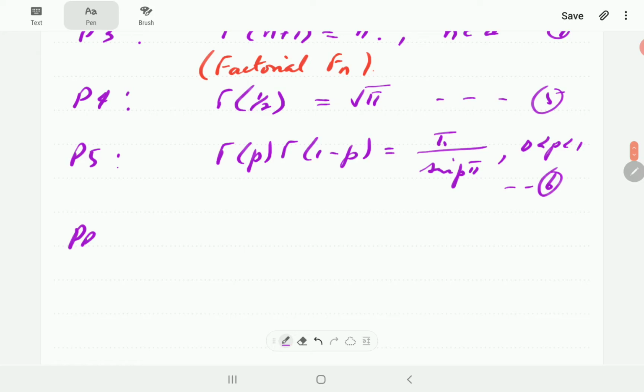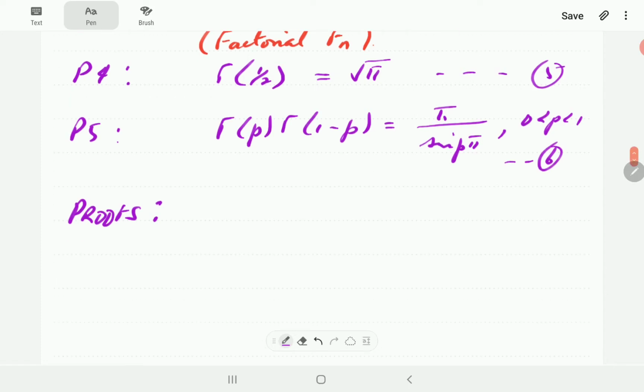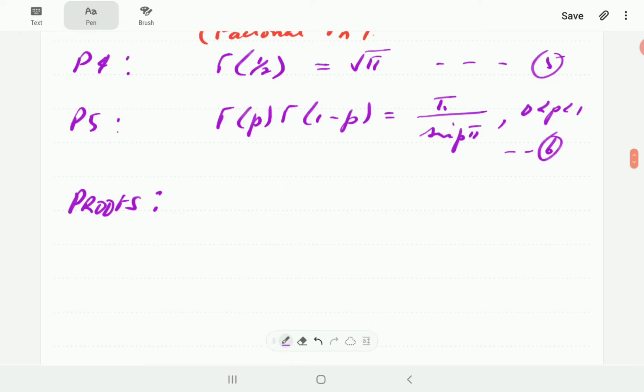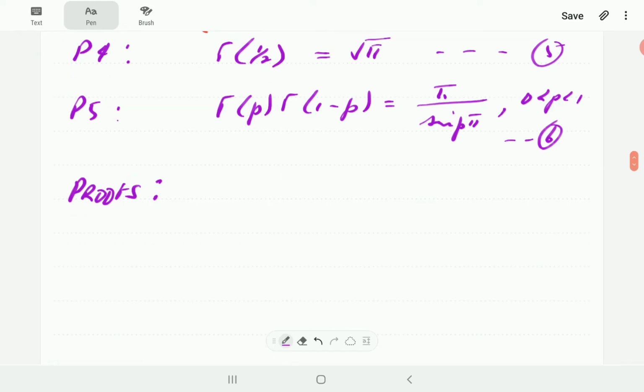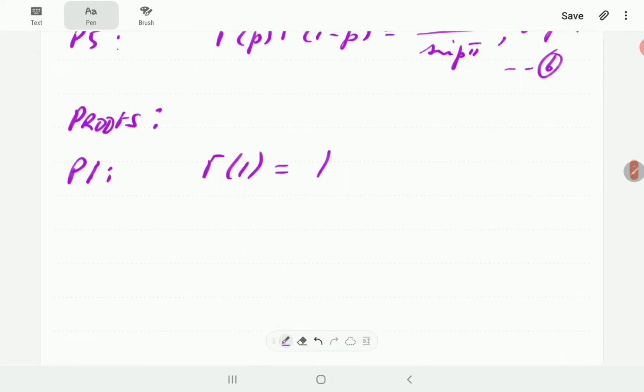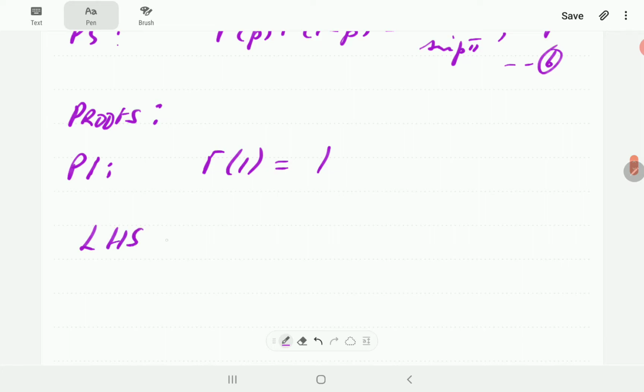We are going to prove these properties here, and then in the next video we're going to see how the gamma function can be used to evaluate integrals. So for property number 1, it says the gamma of 1 is equal to 1. On the left hand side we have got the gamma of 1. Now if we plug this into equation 1, it's going to be t to the power 1 minus 1 e to the minus t dt.